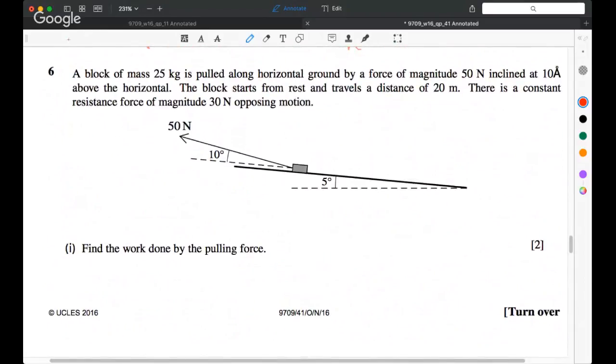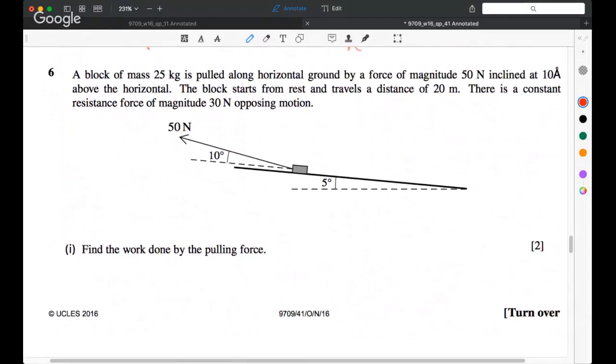Question 6. A block of mass 25 kilograms is pulled along horizontal ground by a force of 50 newtons. Find the work done by the pulling force. In this case, the force is at an angle of 10 degrees with the direction of travel, and it's traveled a distance of 20 meters.